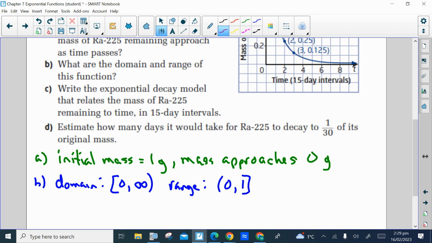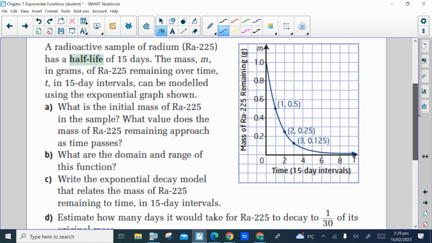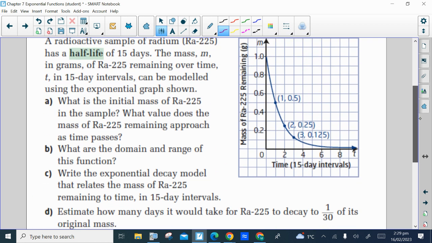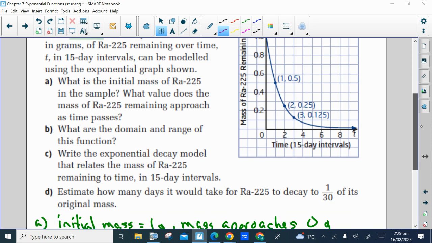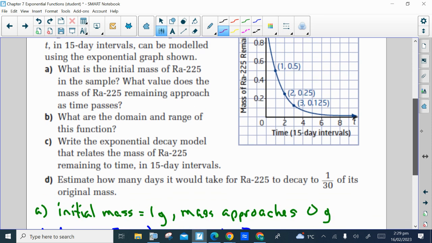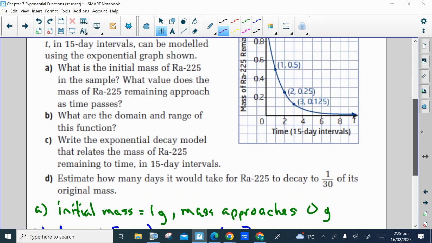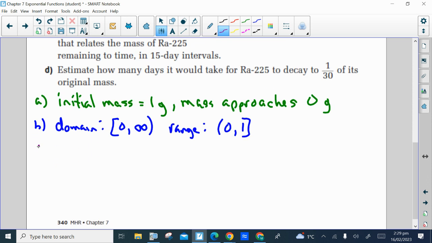So there's part B. Part C says, write the exponential decay model that relates the mass of the radium remaining to time in 15-day intervals. So we're going to write the equation, starting with the general form y equals c to the x, and we'll use one of the points. I'll use the point (1, 0.5). That'll be the easiest one to use.